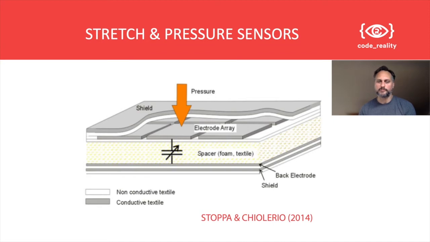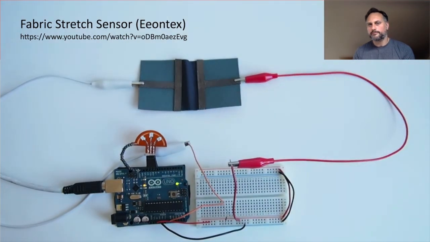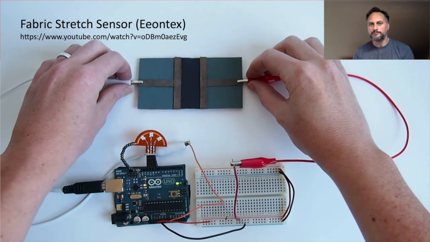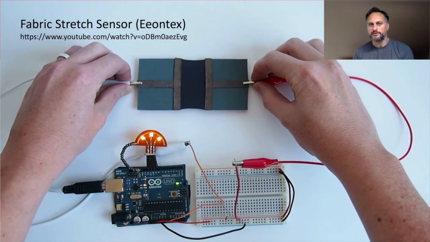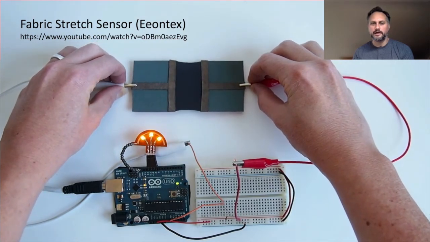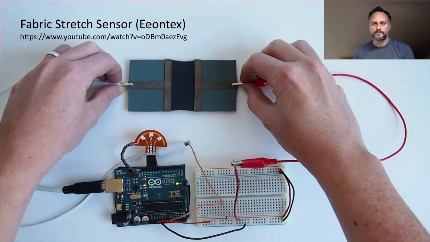Here an example of a pressure sensor that affects the way electricity is conducted in the fabric, and that can then be used to drive output, as you see in this example. Stretching changes the resistance of that stretch fabric layer, and that changes the way the lights light up.